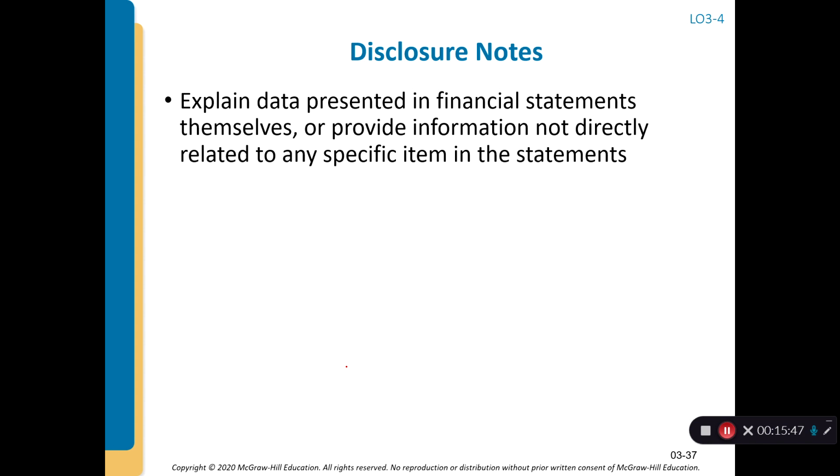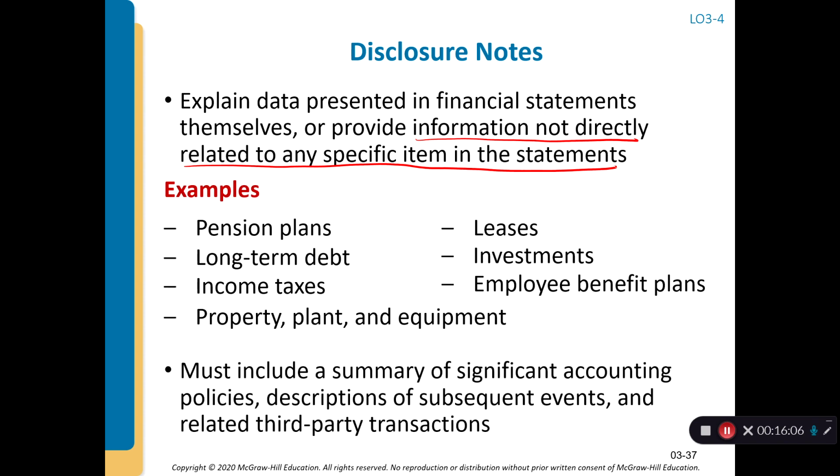And then what are disclosure notes? Disclosure notes explain the data presented in the financial statements and provide information not directly related to any specific items in the statements. The most important examples are pension plans, long-term debt, income taxes, PP&E, leases, and employee benefit plans. These things cannot be directly reflected in the data of the financial statements, but they are very critical, so we need to provide extra information in the notes section to explain what is going on with those elements or accounts. They might not directly relate to any specific items in the statements, but they are critical, right?